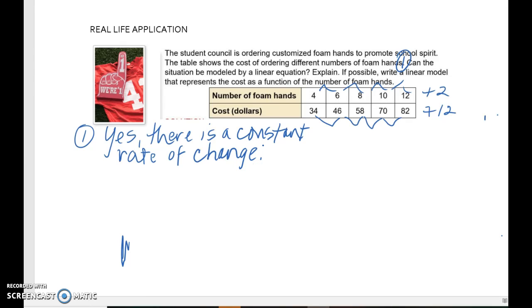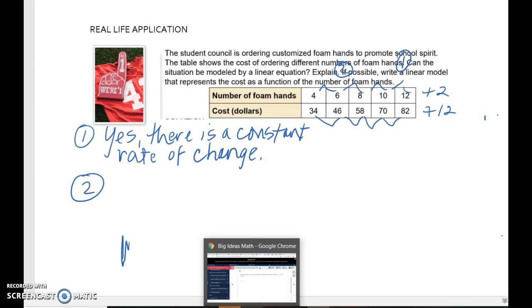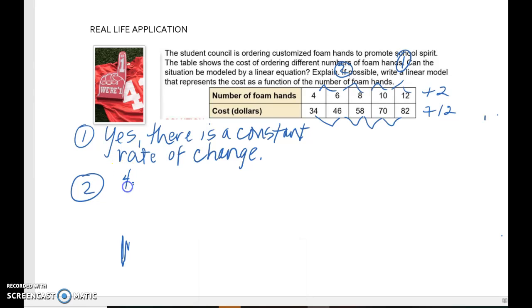Okay, so because we said yes, we have to go ahead and write the linear function. So I'm going to start for step 2. That's this part here. So it said, if possible, write a linear model. So for step 2, the first thing I'm going to do is find my slope using any 2 points on the line. And of course, it's probably going to be easiest just to pick those first 2 points. So we have (2, 34) and (6, 46). So my change in y is 46 minus 34. My change in x is 6 minus 2.